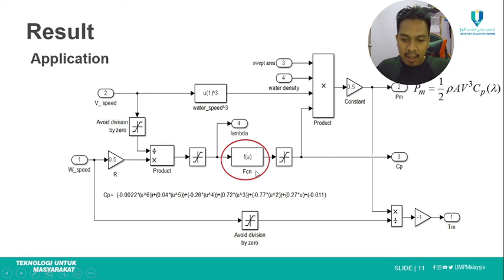So this is the main contribution of this paper. We applied the sixth polynomial approximation equation. So this is the sixth polynomial equation to represent the characteristic of the H-Darrieus turbine.